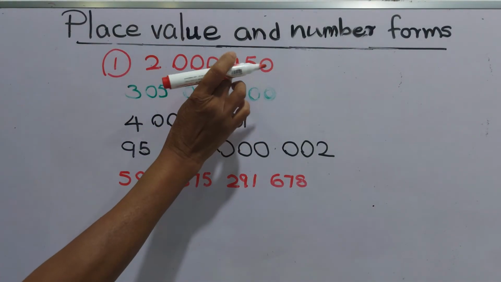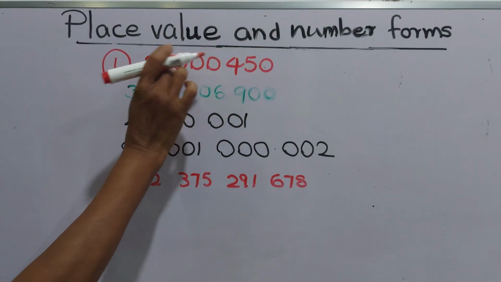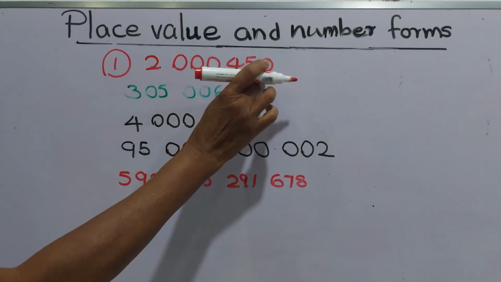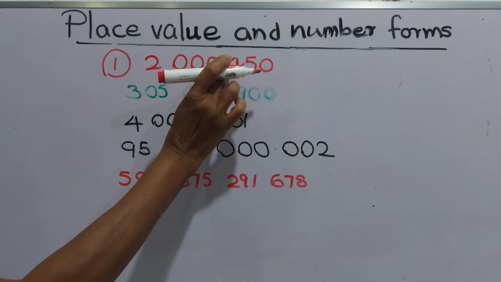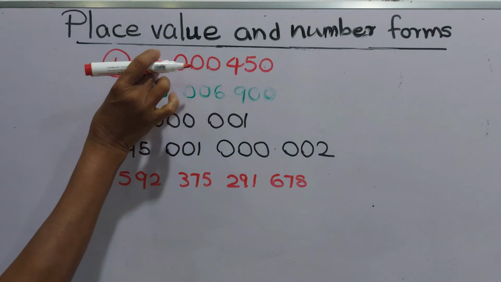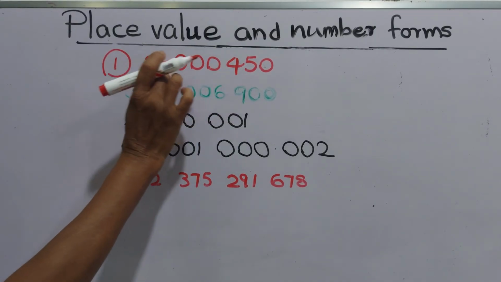Now in an earlier lesson you learned there are zones. We put numbers into 3 sets, forms, zones or periods. Here the first one is the unit zone. The second one is the thousand zone. The next one is the million zone. Then we can read this in standard form.